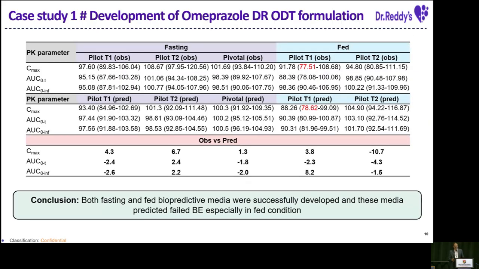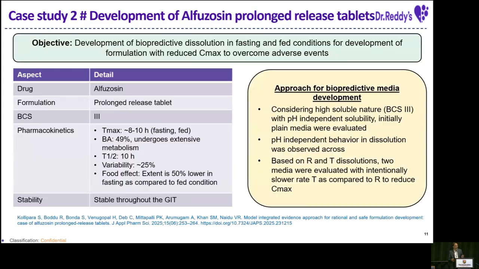So when we combine these media into the physiologically based biopharmaceutics model, we can clearly see that with the help of virtual simulations, the behavior of fasting as well as fed pilot batches is really indicated by the model. And especially when you focus on the fed condition, the lower T/R ratios for Cmax as well as AUC were also nicely predicted by the model. So in conclusion, for this particular case study, the carryover media were found to be biopredictive in both the pilot fasting and fed conditions. And we were able to get media validated against a failed bioequivalence study as well.